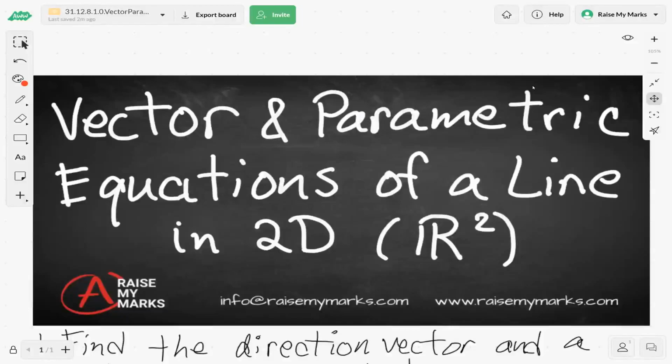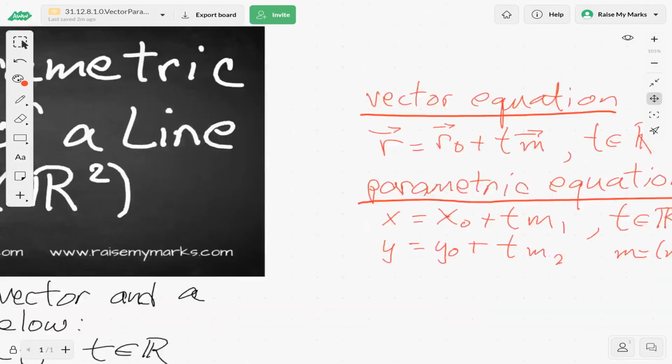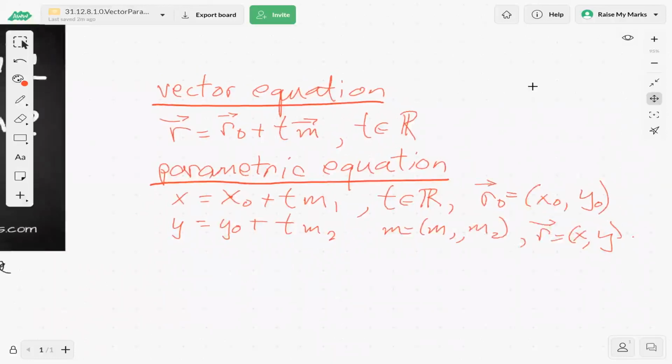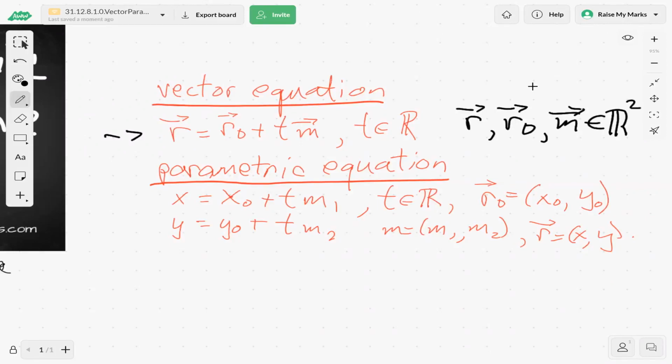Hello. So today we're looking at the vector and parametric equations of a line in 2 dimensions, or in R2. So what does this mean? I've written out the equations for the vector equation and parametric equation of a line in 2 dimensions. The vector equation of a line has this format right here. Vectors R0 and M all live in R2. M is called the direction vector, and R0 represents some point on the line.